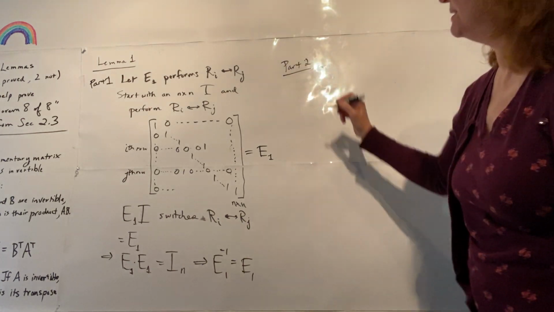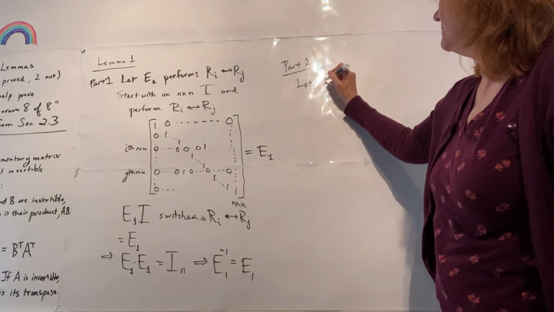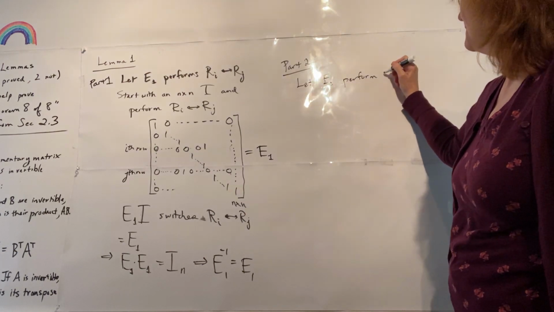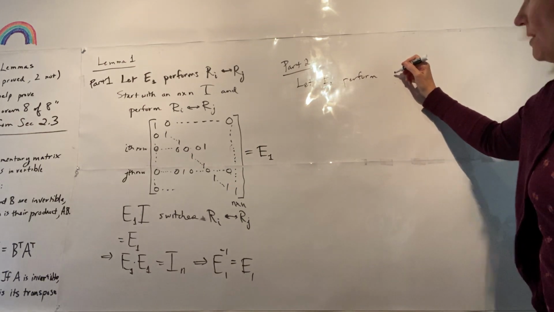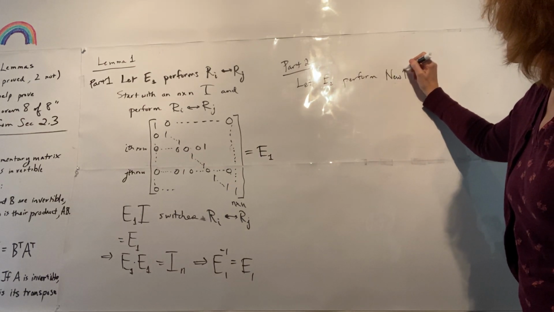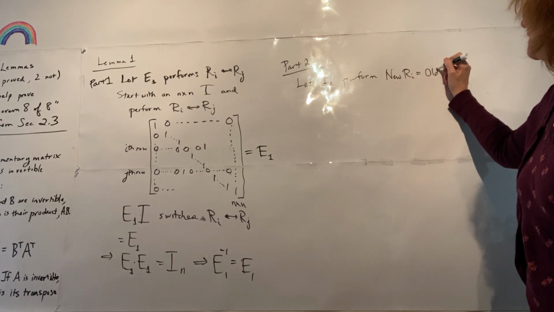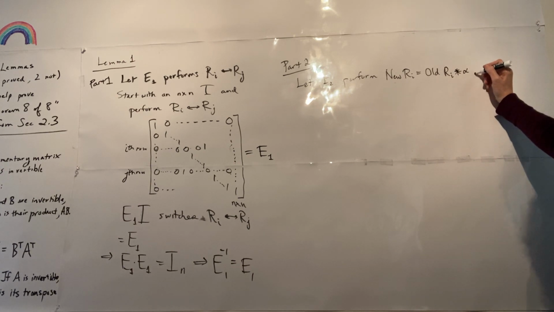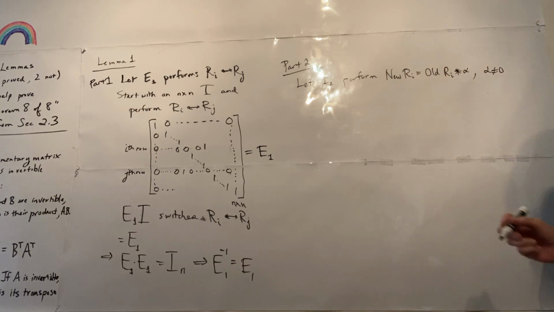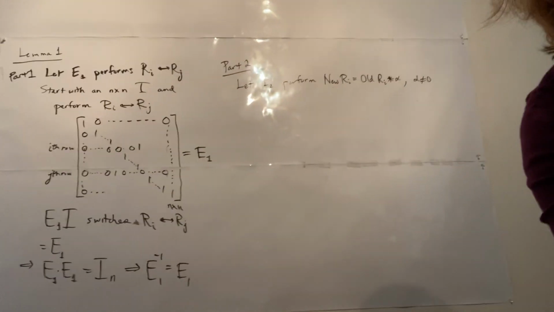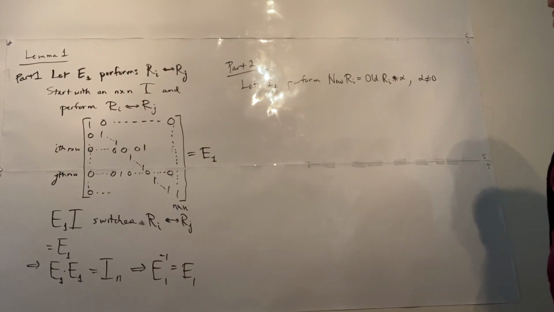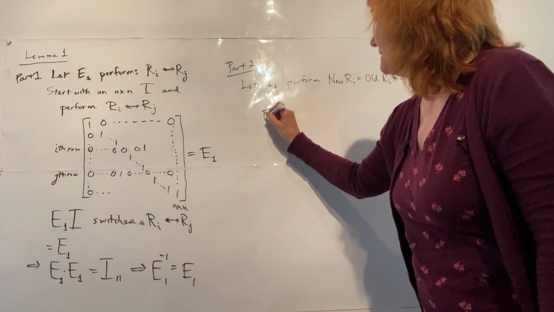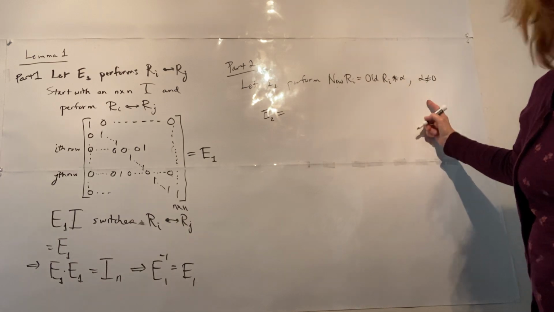Okay, we have to show that if we let E2 perform the second row operation, what does that look like? The second row operation was a new row i is equal to the old row i multiplied by alpha, where alpha does not equal 0, right? Okay, so again, to construct E2, we just take an identity matrix and perform that row operation on it.